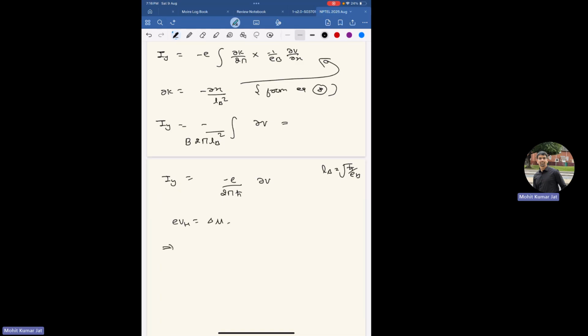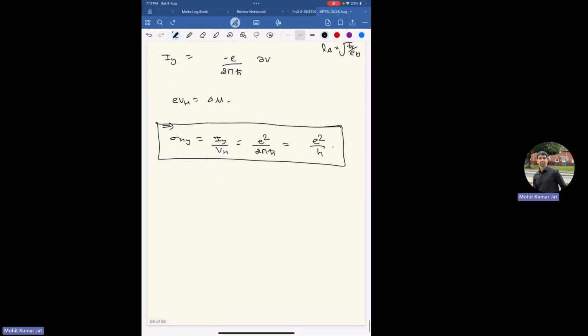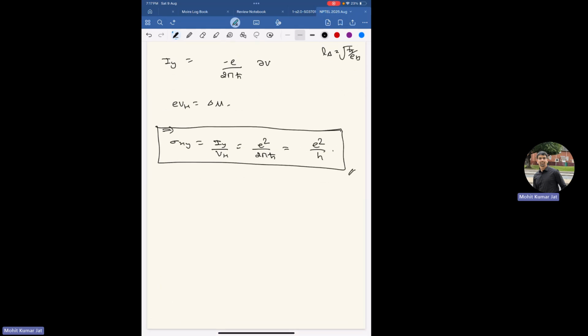If you substitute this one, your sigma xy is Iy by VH, and this you will get to be E square by 2 pi h bar, that is E square by h. This will be E square by h, and this tells you that this is essentially the conductivity of a single Landau level.